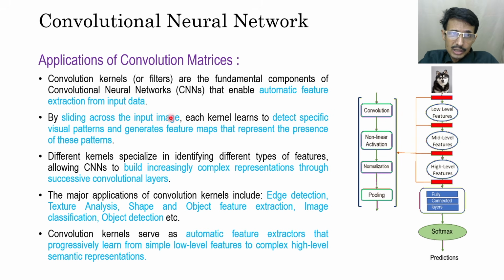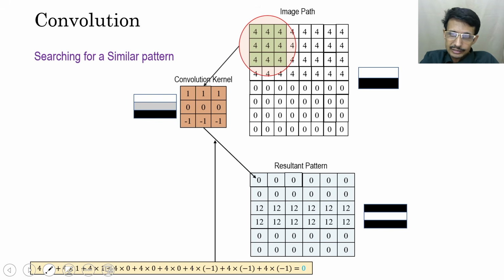Now first we start with how the kernel slides across the input image. Take this visual illustration. Here you can see that this is a convolution kernel, and the kernel is 1 1 1, 0 0 0, minus 1 minus 1 minus 1, so it's a zero crossing. Zero crossing means it basically tries to detect that somewhere in this image patch there are some horizontal lines, because it's horizontal.